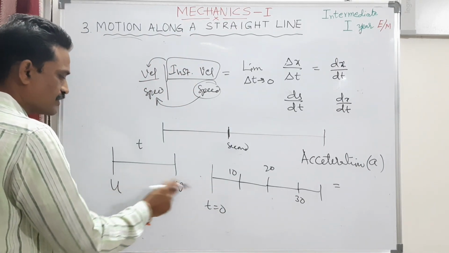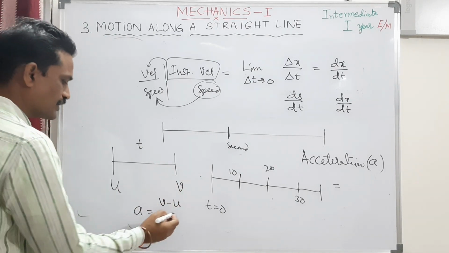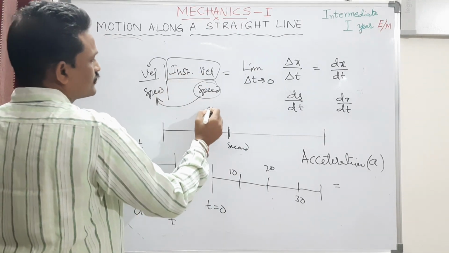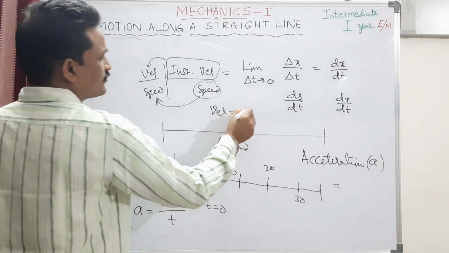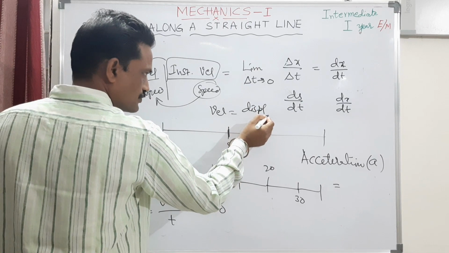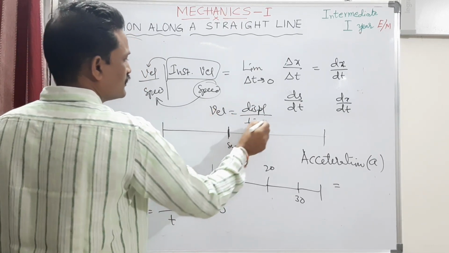Acceleration is rate of change. Change is v minus u by time. Rate means whenever you can define velocity, that is rate of displacement. Rate of means you divide displacement with time. Whenever rate comes in physics, you have to divide with time.